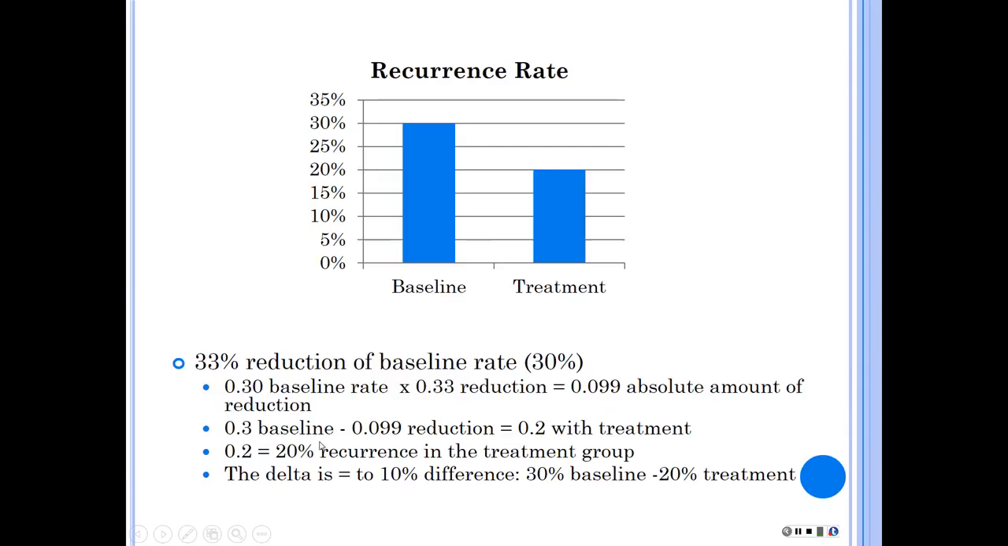Then to get the estimate for the treatment group, 0.3 minus 0.099 is about 0.2 for the treatment group. And what you can see then is you could subtract 0.2 from 0.3 for a 10% difference. So we expect a 20% recurrence in the treatment group, 30% in the baseline group, and a delta of 10%.